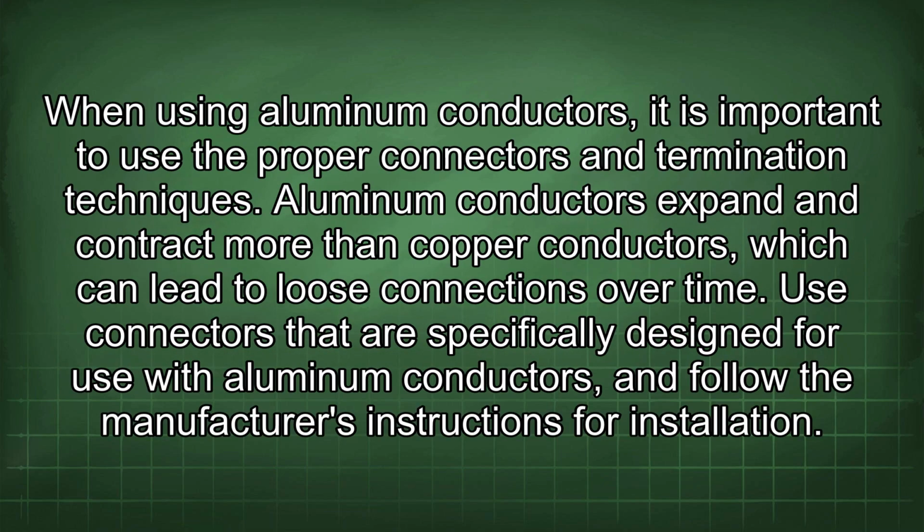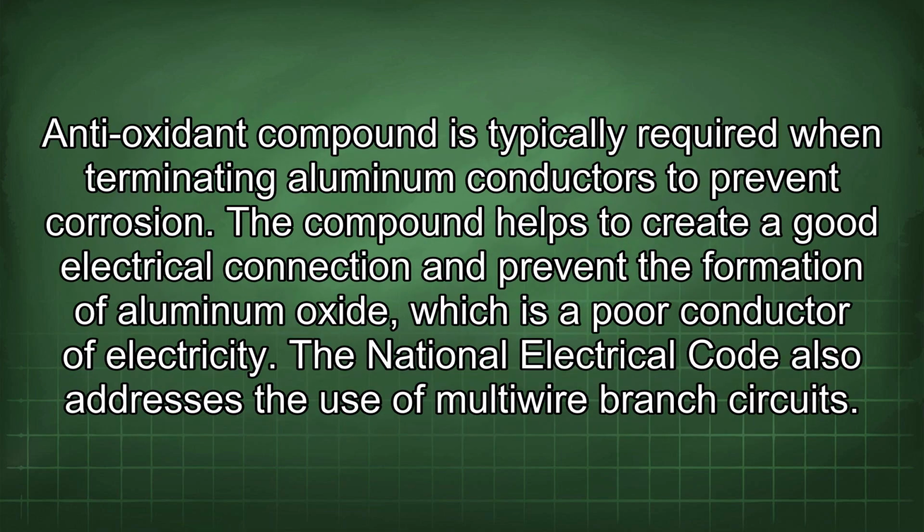When using aluminum conductors, it is important to use the proper connectors and termination techniques. Aluminum conductors expand and contract more than copper conductors, which can lead to loose connections over time. Use connectors that are specifically designed for use with aluminum conductors, and follow the manufacturer's instructions for installation. Antioxidant compound is typically required when terminating aluminum conductors to prevent corrosion. The compound helps to create a good electrical connection and prevent the formation of aluminum oxide, which is a poor conductor of electricity.